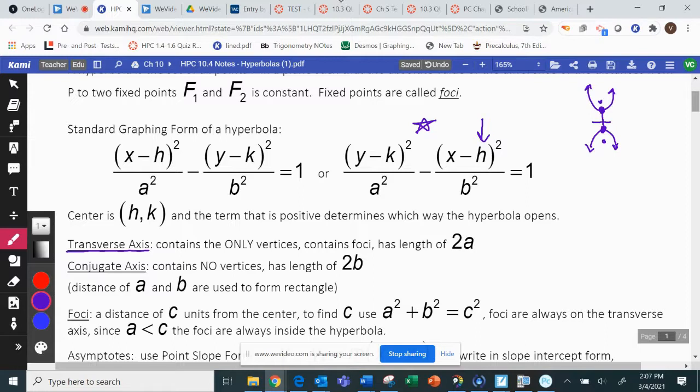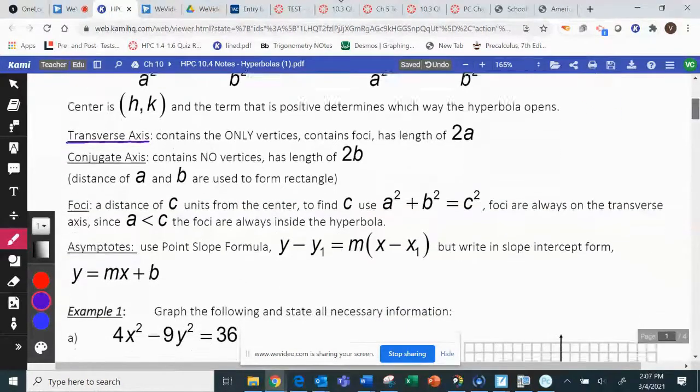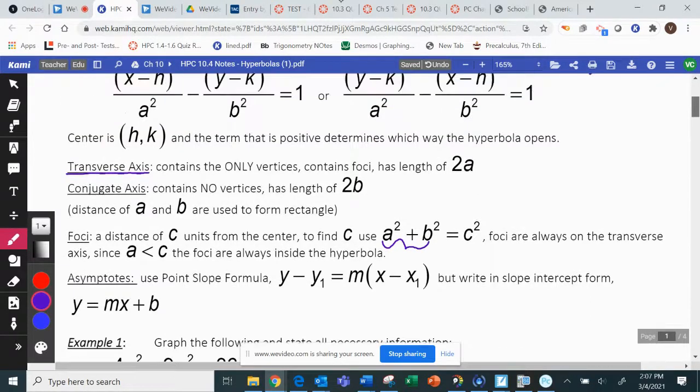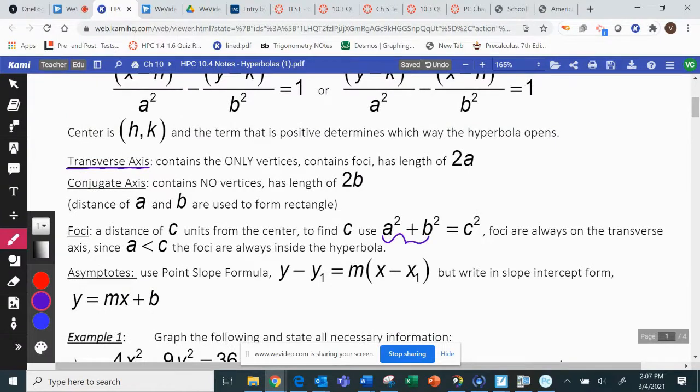To find the foci, it's still going to be our c value, but to find it, it's now a squared plus b squared instead of a squared minus b squared. So our equation turned to subtraction and our foci turned to addition. So the equation and the foci equation have opposite signs.